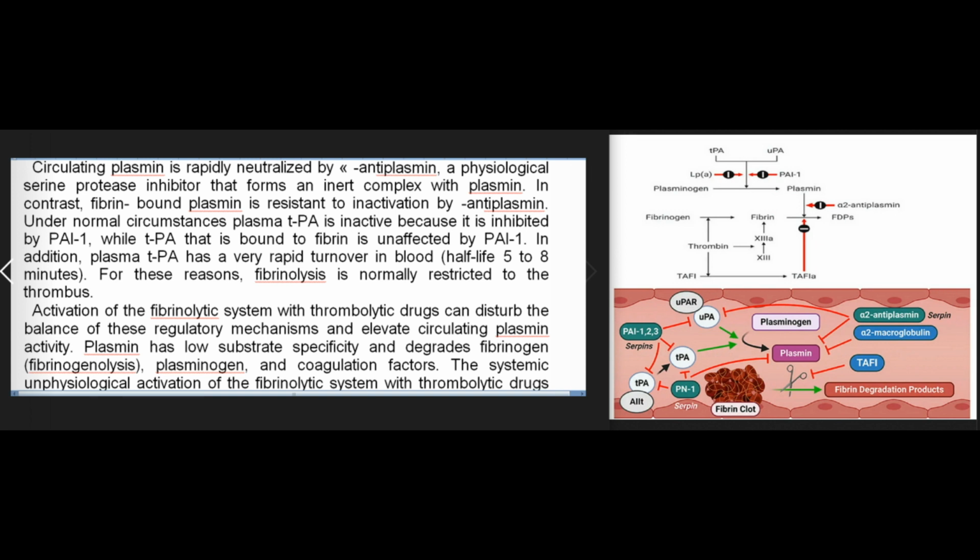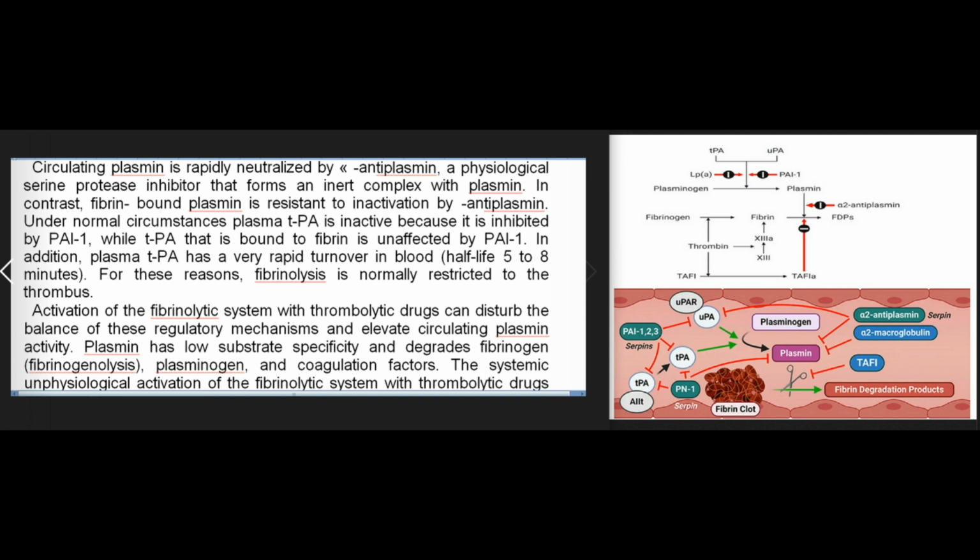Circulating plasmin is rapidly neutralized by antiplasmin, a physiological serine protease inhibitor that forms an inert complex with plasmin. In contrast, fibrin-bound plasmin is resistant to inactivation by antiplasmin. Under normal circumstances plasma tPA is inactive because it is inhibited by PAI-1, while tPA that is bound to fibrin is unaffected by PAI-1. In addition, plasma tPA has a very rapid turnover in blood, half-life 5 to 8 minutes. For these reasons, fibrinolysis is normally restricted to the thrombus.